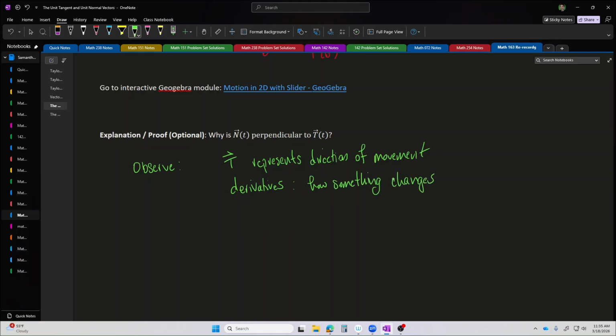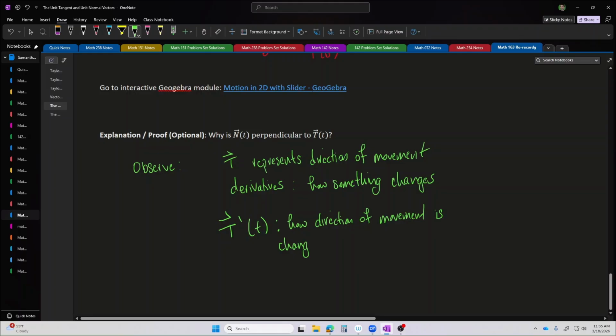So putting those two pieces together, if we think about the meaning of capital T prime, it must represent the change in the object's direction of movement, which is just another way to think about turning. When you turn, your direction of movement changes, so that's why T prime represents where you're turning at that instant.